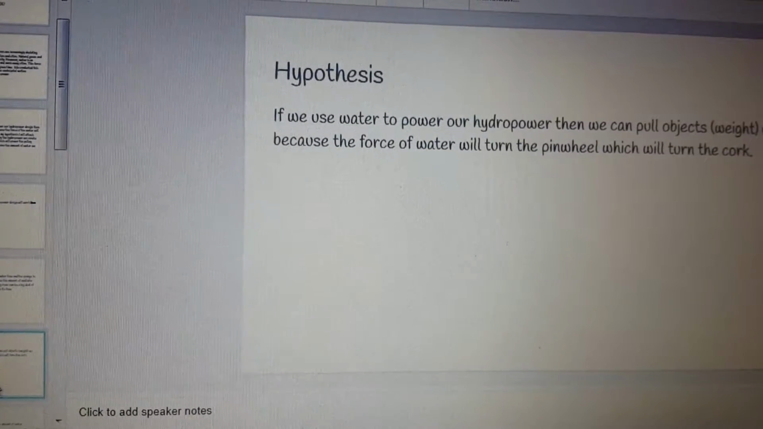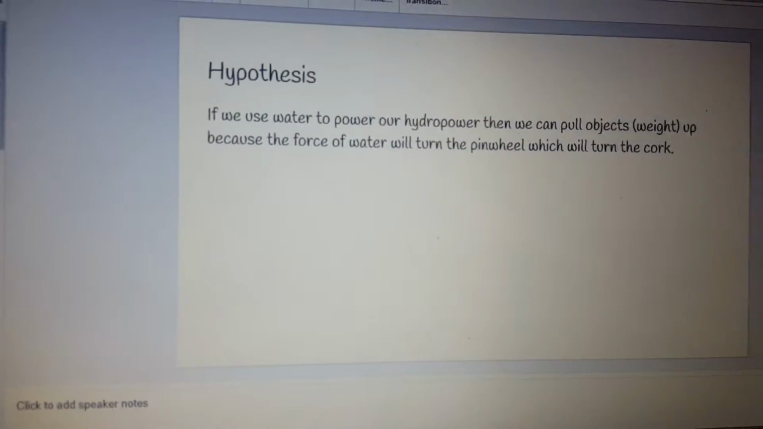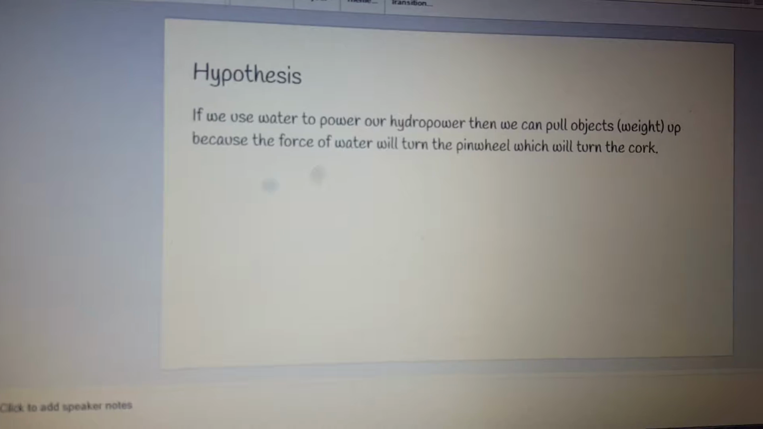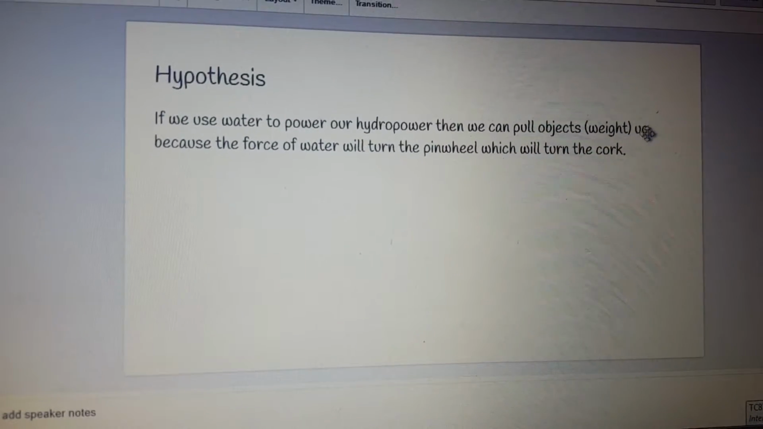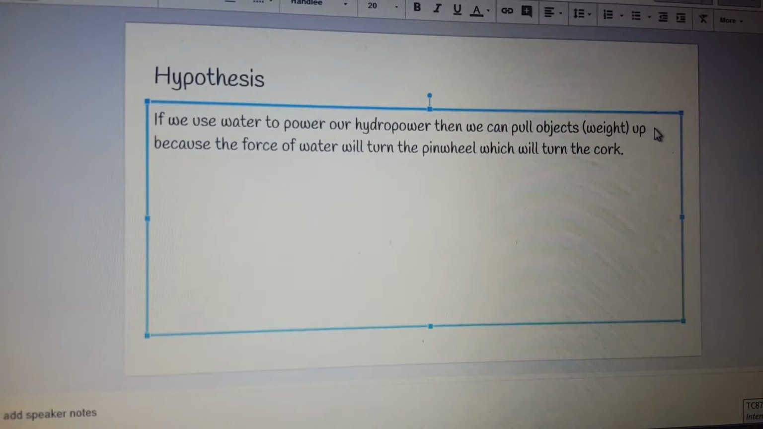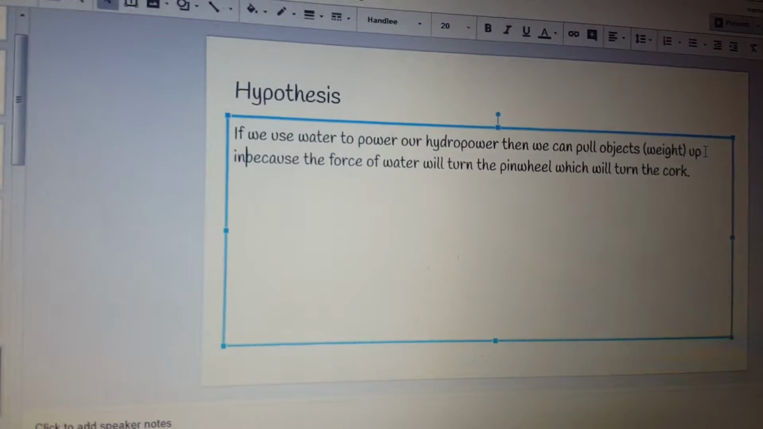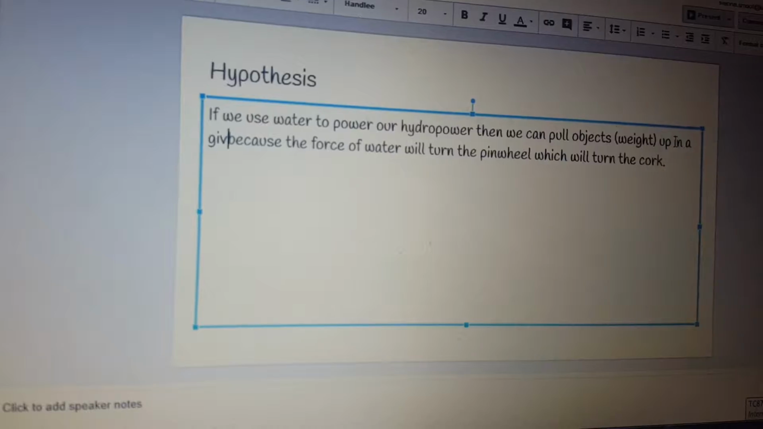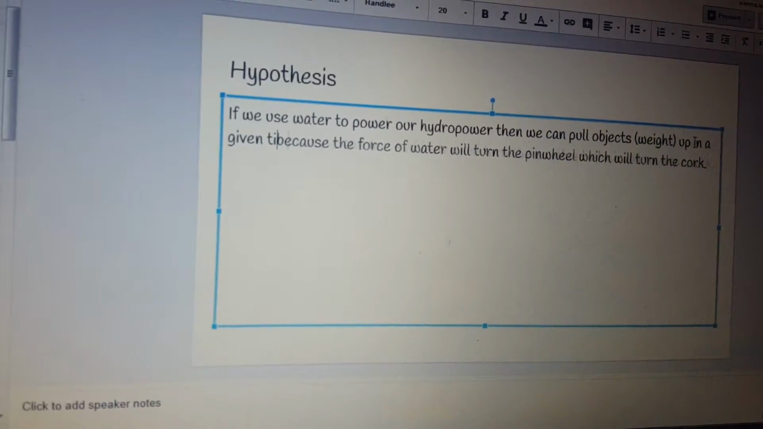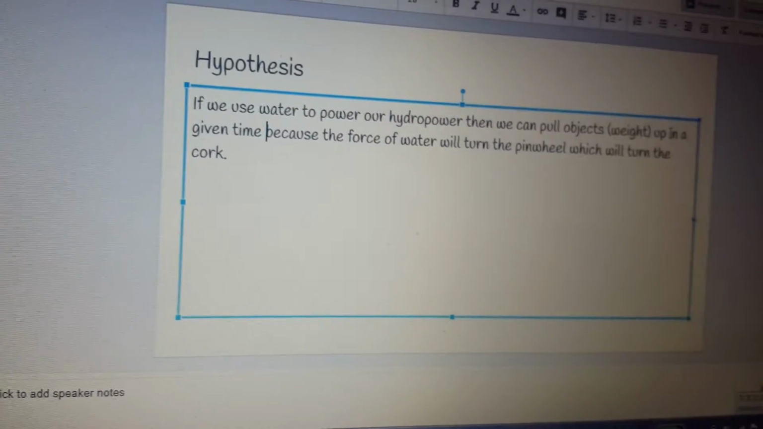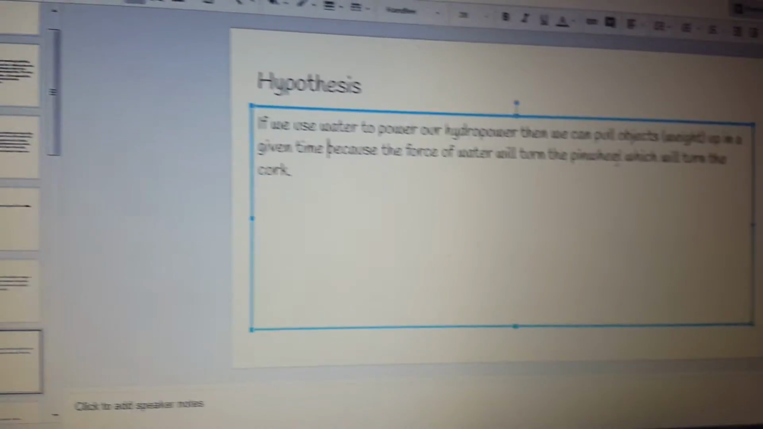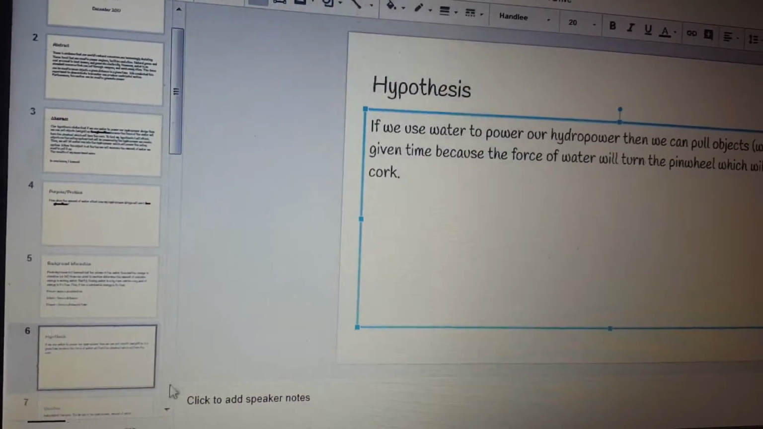Hypothesis, if we use water to power our hydropower, then we can pull objects up a given distance, up. We can pull objects up in a given time, because force will turn the pinwheel, which will turn the fork. Okay.